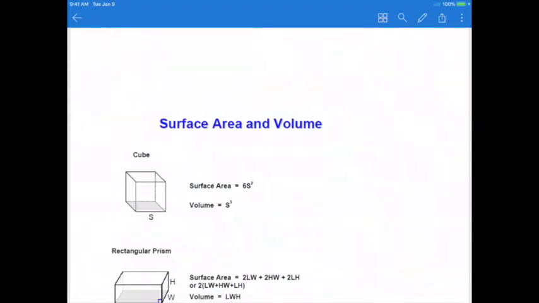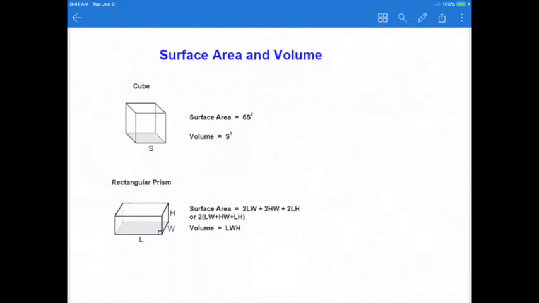Okay, boys and girls, this is going to be our review for our Chapter 12 test. So let's go over a couple things. This is our formulas, and I have this as a PDF file that you can download to work on for your review.